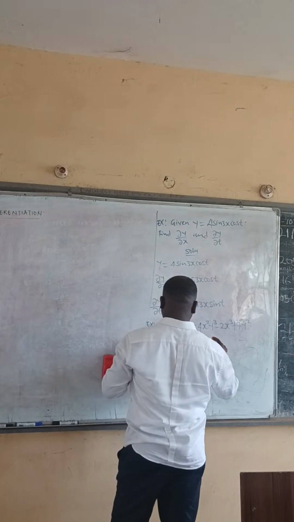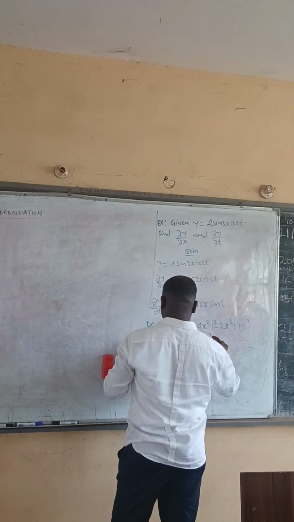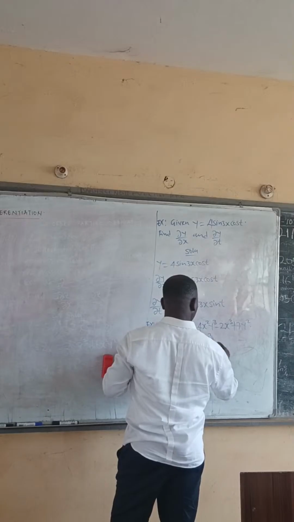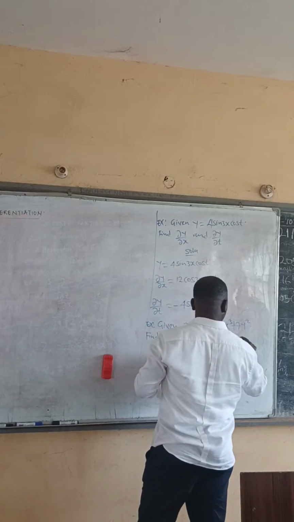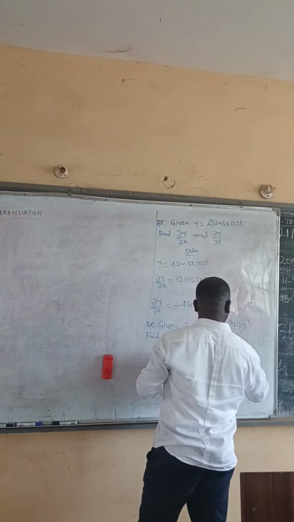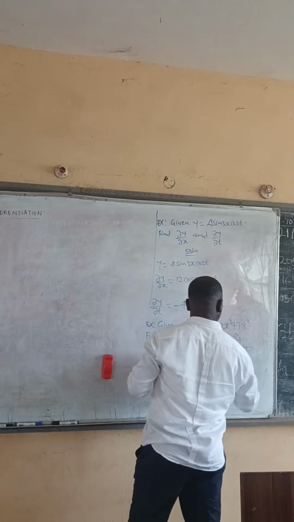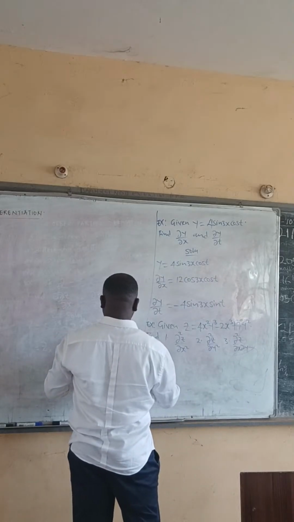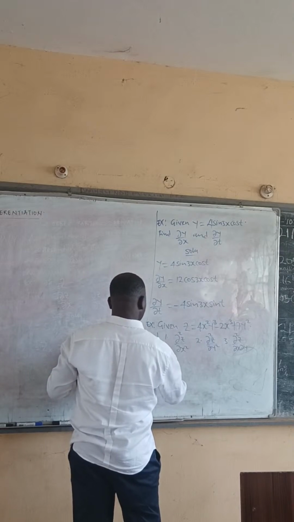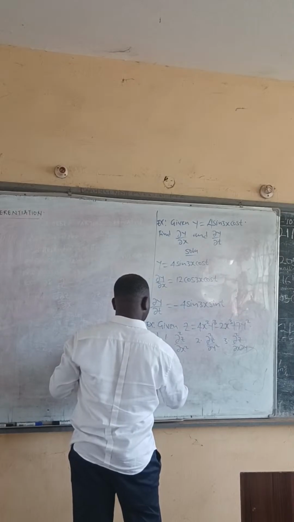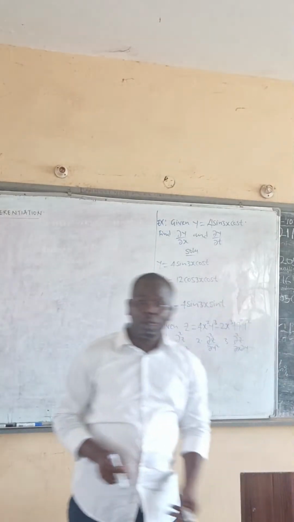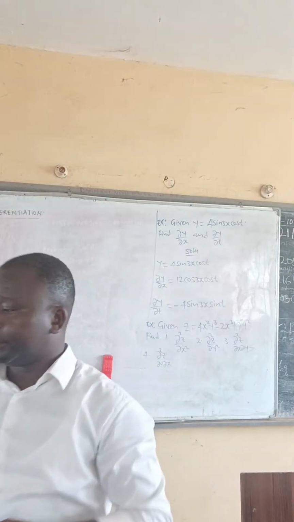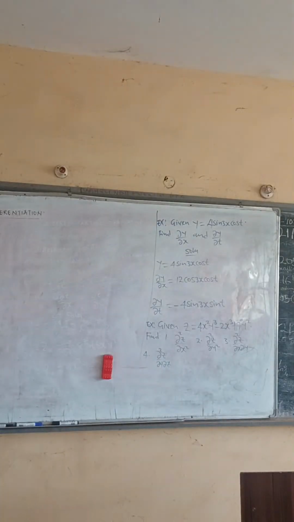1, partial squared z all over partial x squared. 2, partial squared z all over partial y squared. 3, partial squared z all over partial x partial y. And 4, partial squared z all over partial y partial x. It's as simple as ABC. We'll look at it together. It's very simple.